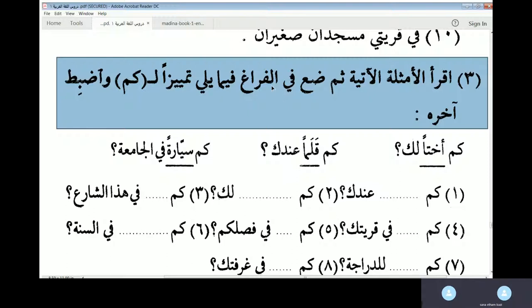Okay, in the following, tamizan. Tamizan means differentiating. Differentiating kam, li kam. Was bit akhiratu, and vocalize its ending. Okay, and vocalize its ending.